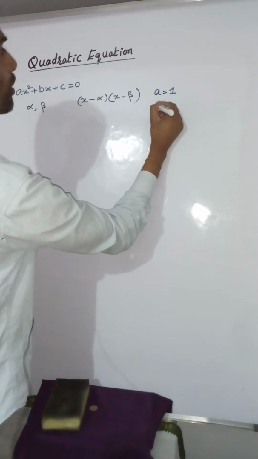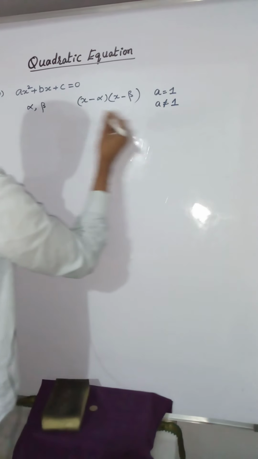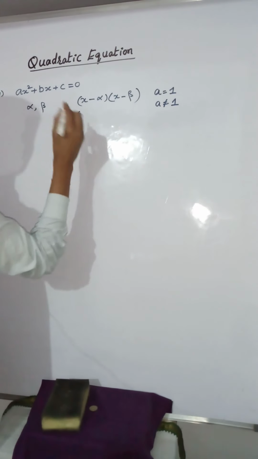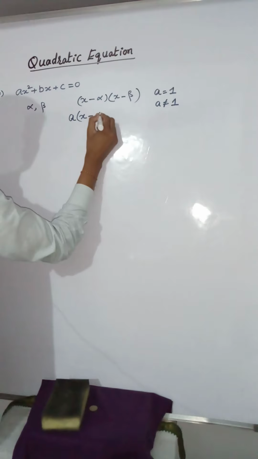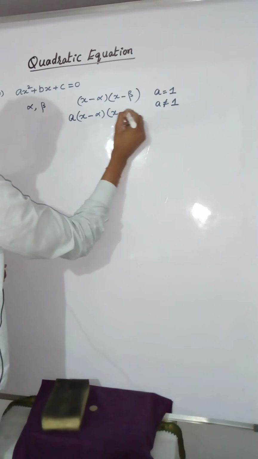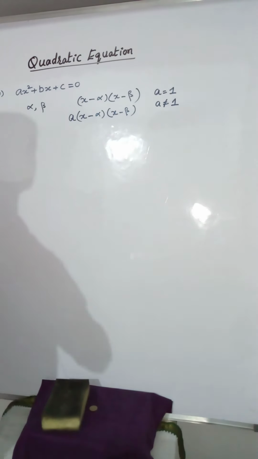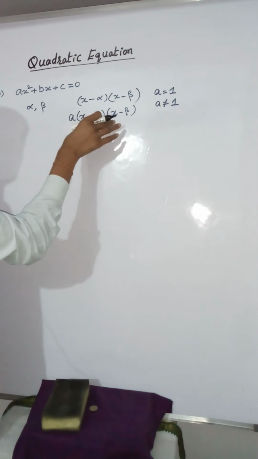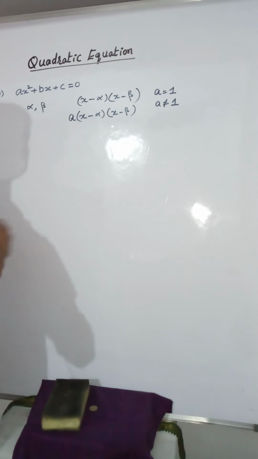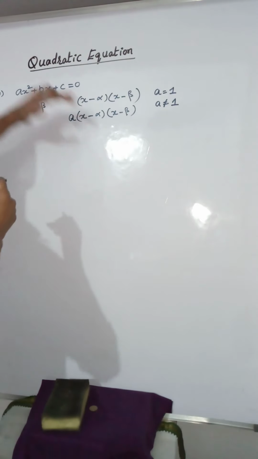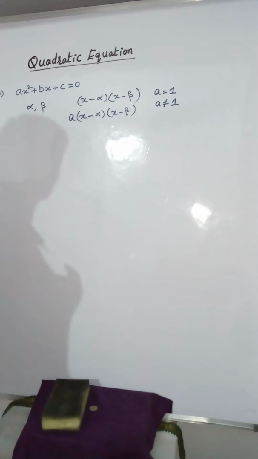But a is not equal to 1. In that case, you need to take a of x minus alpha into x minus beta. If a is not equal to 1, you need to write a of x minus alpha into x minus beta. This will reflect the corresponding zeros or factors for the given quadratic polynomial ax square plus bx plus c is equal to 0.